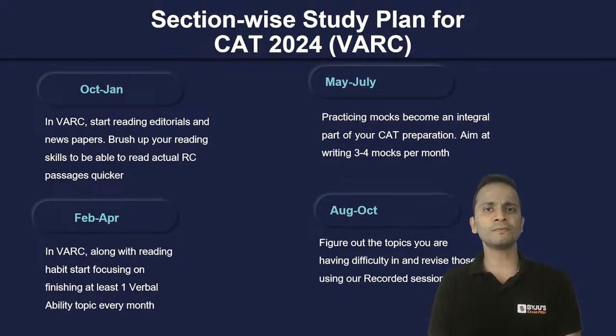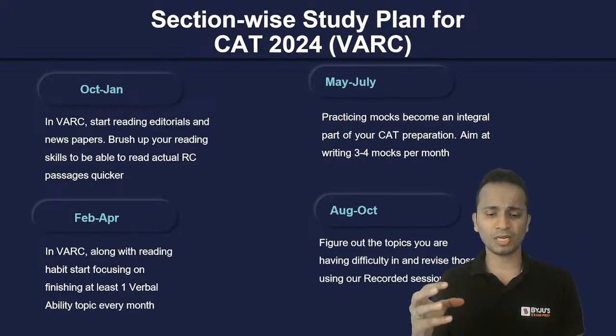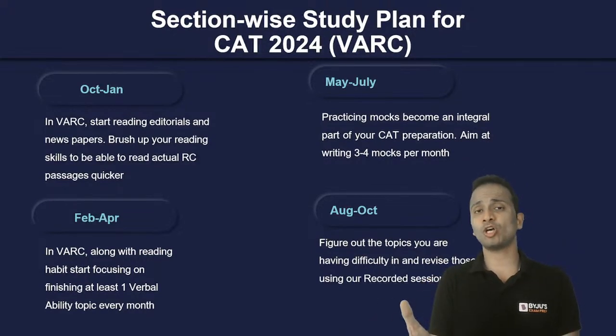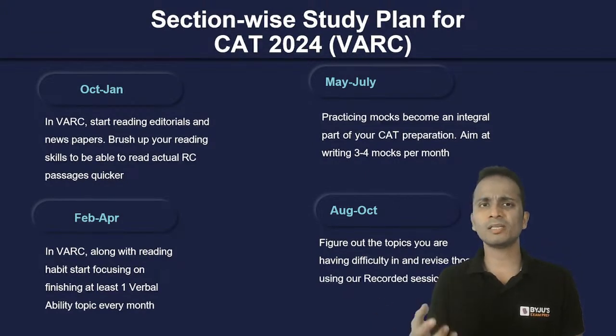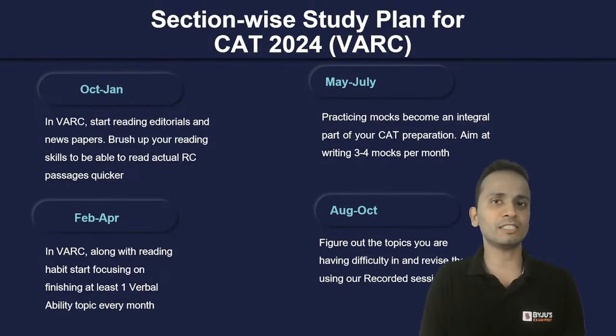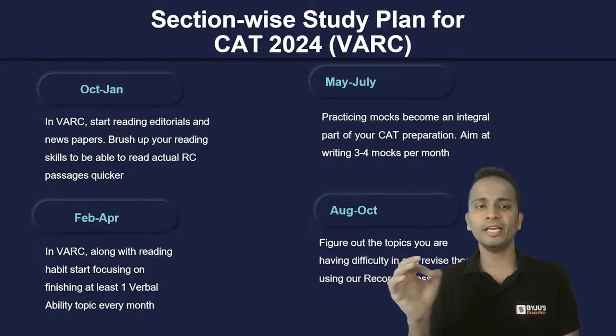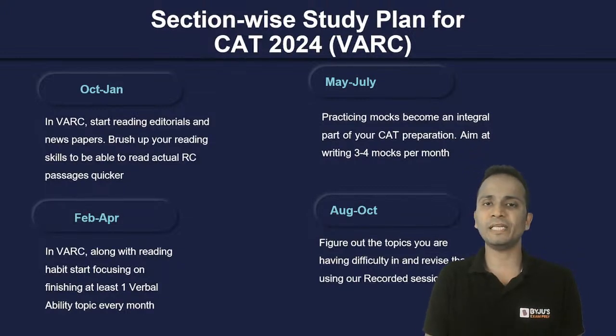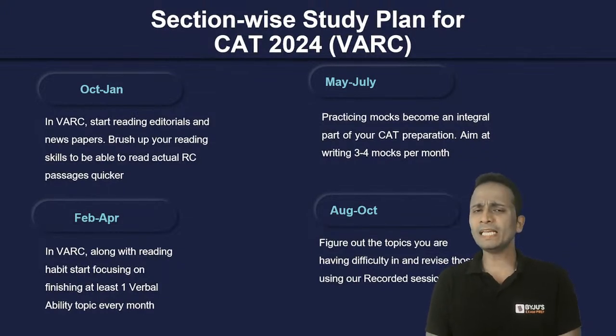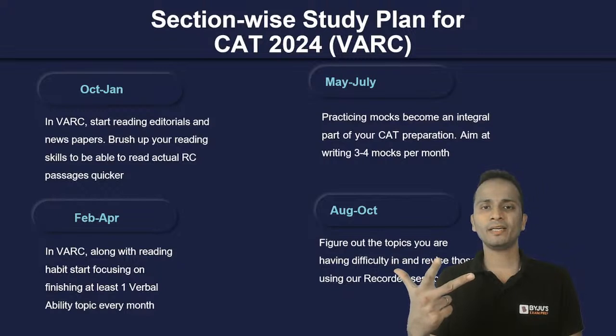Also, what you can do is in these 3 months, you can start solving 2 or 3 RC passages every day. If you cannot take out time for solving RC passages on a daily basis, you can do it on an alternate basis, but you'll have to increase the number of RC passages. So 4 to 5 RC passages every alternate day, you must start practicing in this period of time.